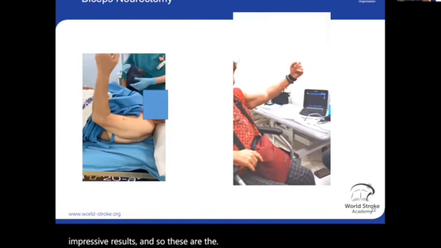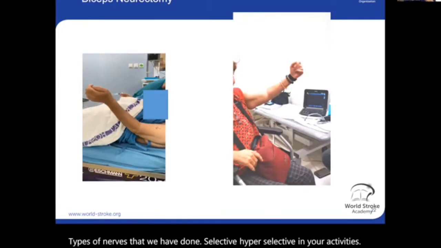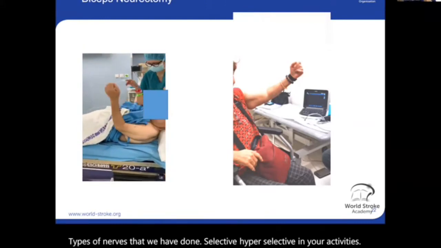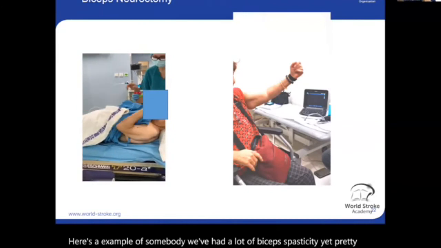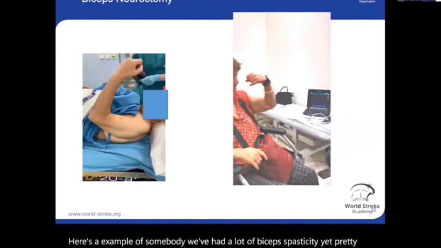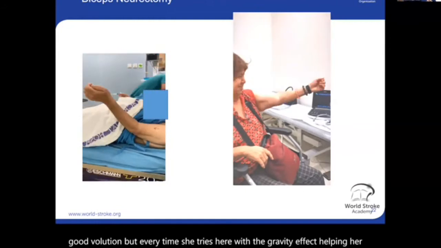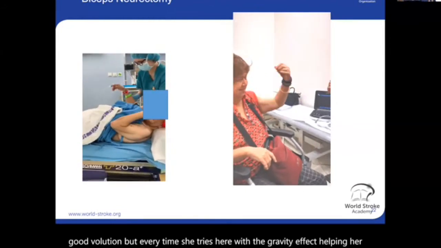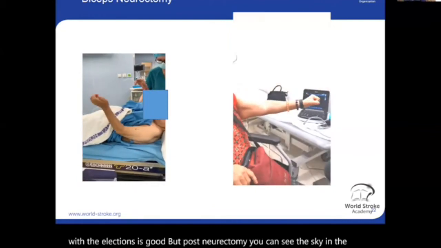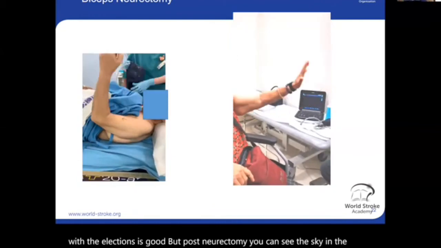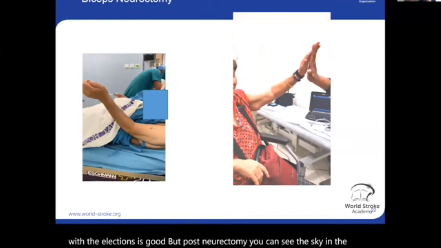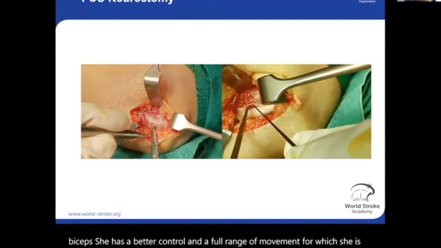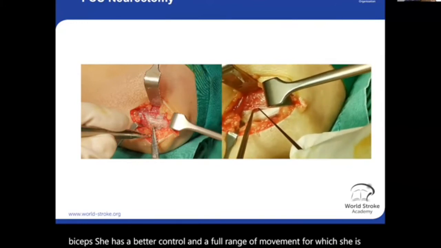So here's an example of somebody who had a lot of biceps spasticity, yet pretty good volition. But every time she tries, here with the gravity effect helping her with the flexion, she's good. But post neurectomy, you can see the scar in the biceps. She has better control and a fuller range of movement, for which she is quite pleased with the results. Here, I'll just show you a flexor carpi ulnaris neurectomy, how they perform. So all these are done. These are very small procedures.